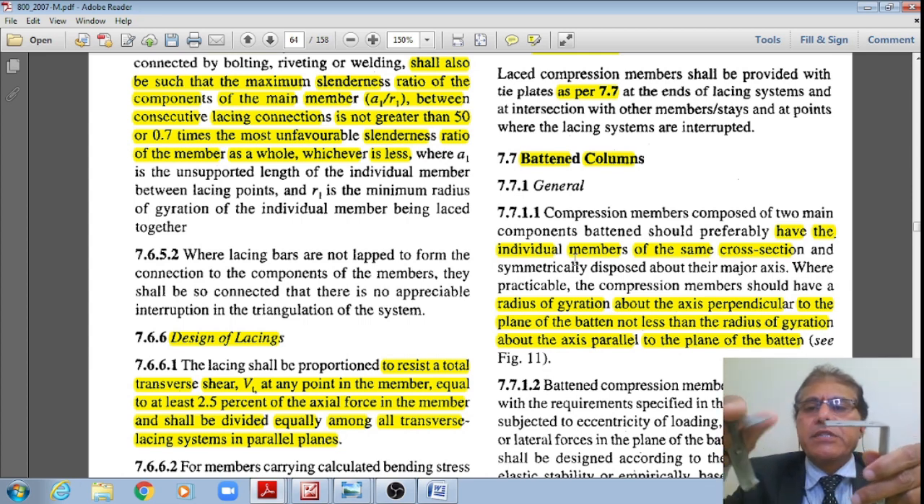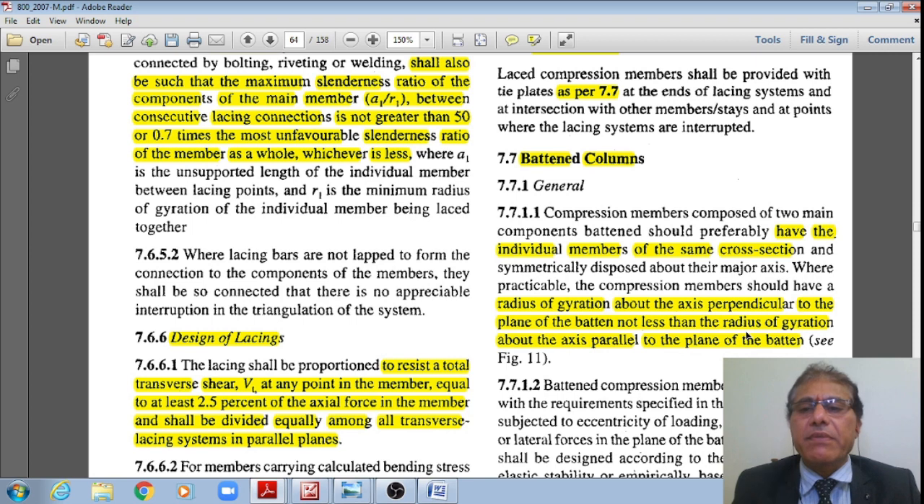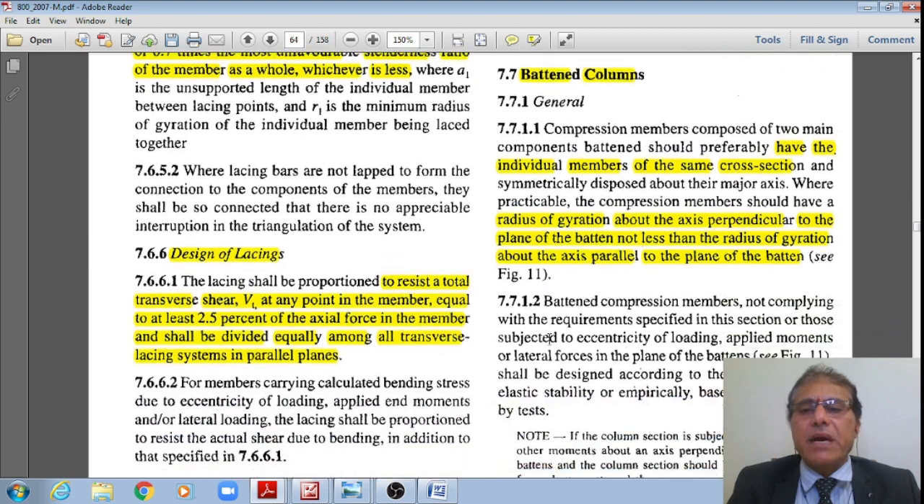And symmetrically disposed about their major axis like this, right? Disposed about the major axis. Where practicable, the compression member should have radius of gyration about the axis perpendicular to the plane of the batten not less than the radius of gyration about the axis parallel to the plane of the batten. That will see during design means RYY shall not be less than RXX.